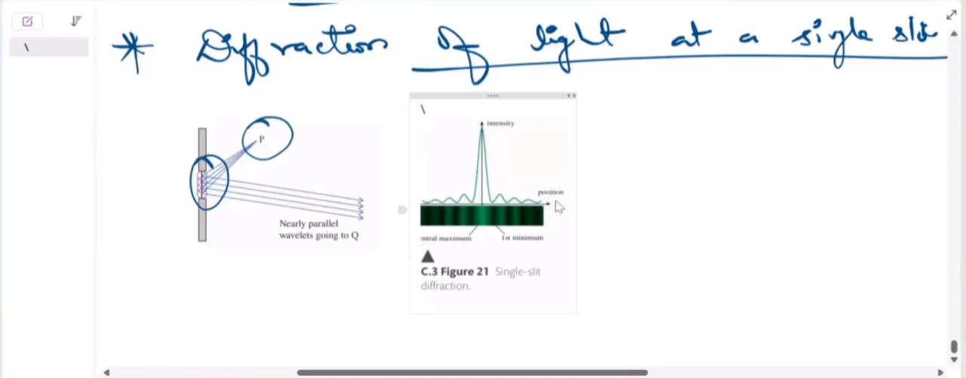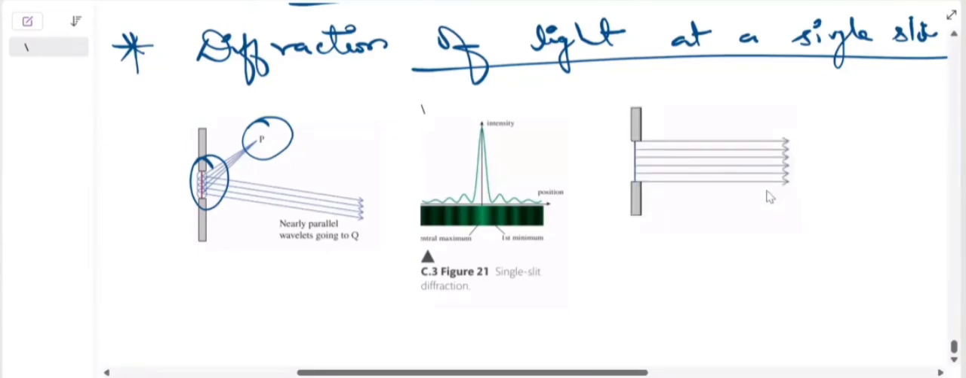At the central maximum point, all the rays go parallel. Let me show you how. See this, this is the central maxima. All the lines go parallel, so the same intensity.